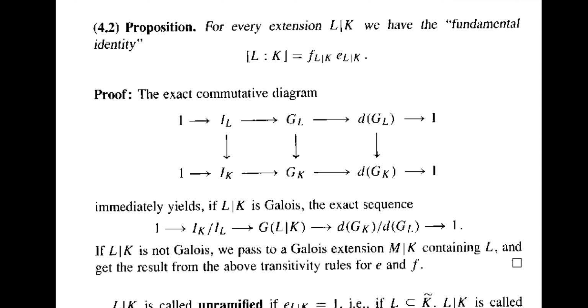Proposition: for every extension L over K, we have the fundamental identity: the dimension [L:K] equals the inertial degree times the ramification degree.